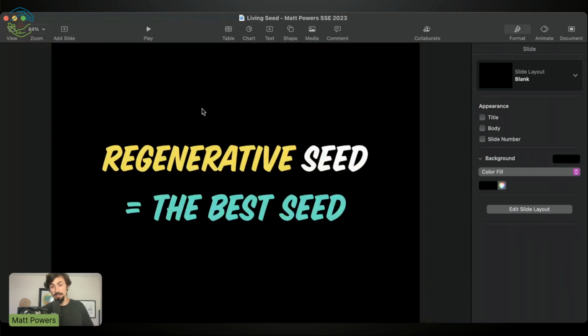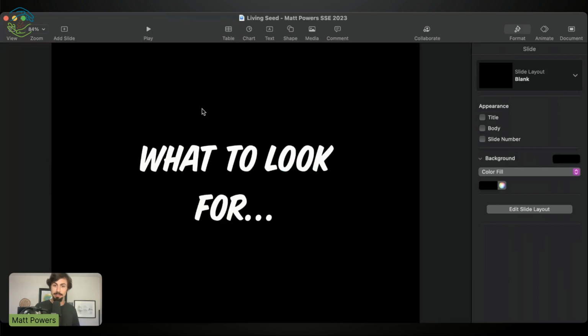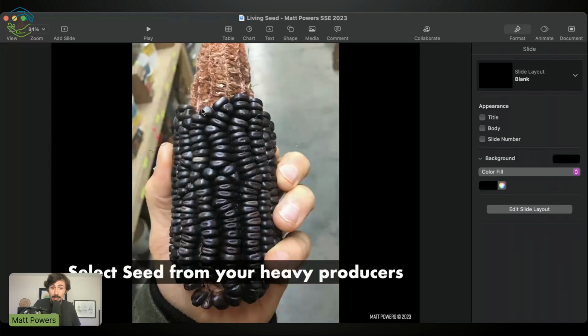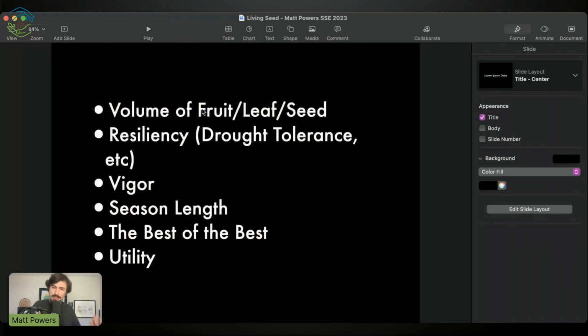So regenerative seed, it's the best seed. But what's best? Let's look at certain attributes: the volume of the fruit, the leaf, and seed, the resiliency, the drought tolerance, as well as the vigor. How fast is it growing? How strong is its stem? Seasonal length. Is it a long season crop? And is it the best of the best? Is it clearly the one that is better than all the others that you planted?